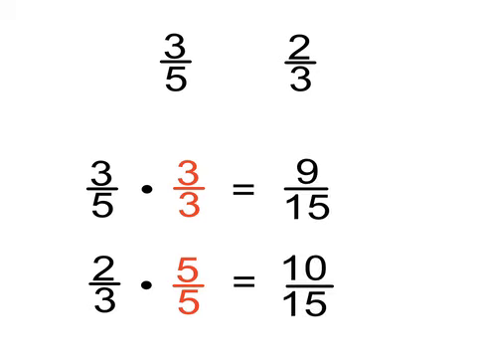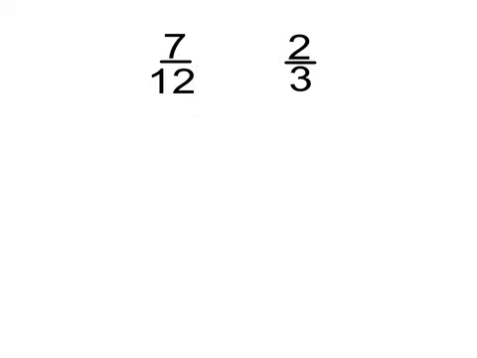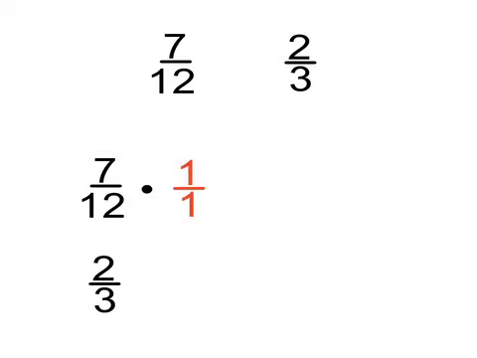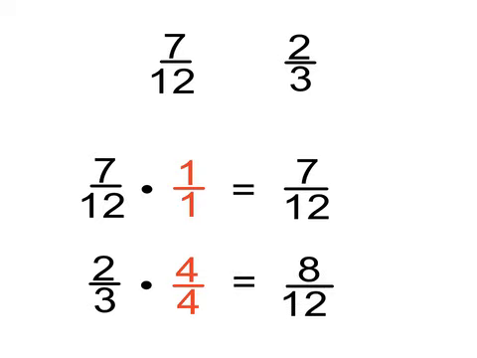And since 10/15 is greater than 9/15, we know that 3/5 is less than 2/3, and we write the less than sign up at the top. Here's 7/12 and 2/3. Now in this one, we could multiply 3 times 12 and get 36, but we're not going to do that because 3 goes into 12. So we multiply the 7/12 by 1/1 and the 2/3 by 4/4, giving us 7/12 unchanged from its original representation, but the 2/3 is rewritten as 8/12. And since 8/12 is larger than 7/12, we know that 7/12 is less than 2/3, and we write the less than symbol up at the top.